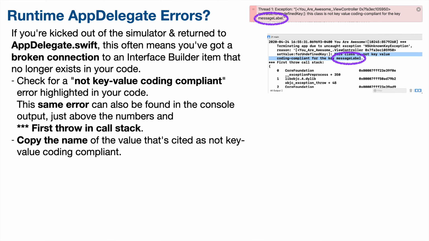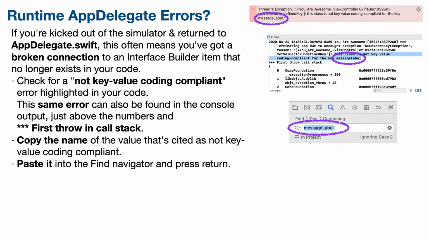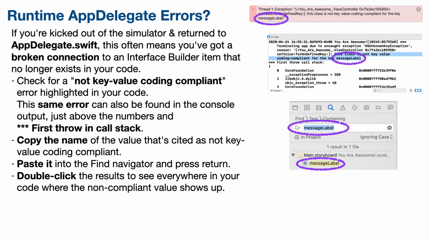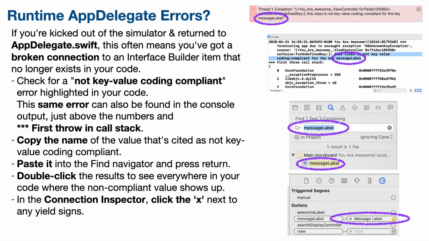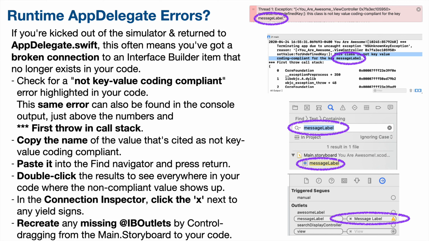Copy the name of the value that's cited as not key value coding compliant. Paste it into the Find Navigator and press Return. You'll see a bunch of results. Double-click the results to see everywhere in your code where the non-compliant value shows up. And in the Connections Inspector, click the X next to any yield signs. Then recreate any missing IBOutlets by control-dragging from the main storyboard to your code. You are now armed to squash those bugs. Keep at it, Swifter.